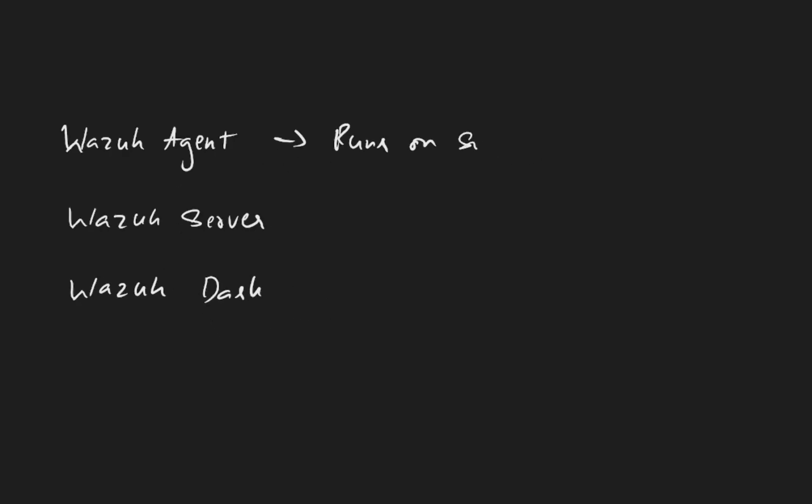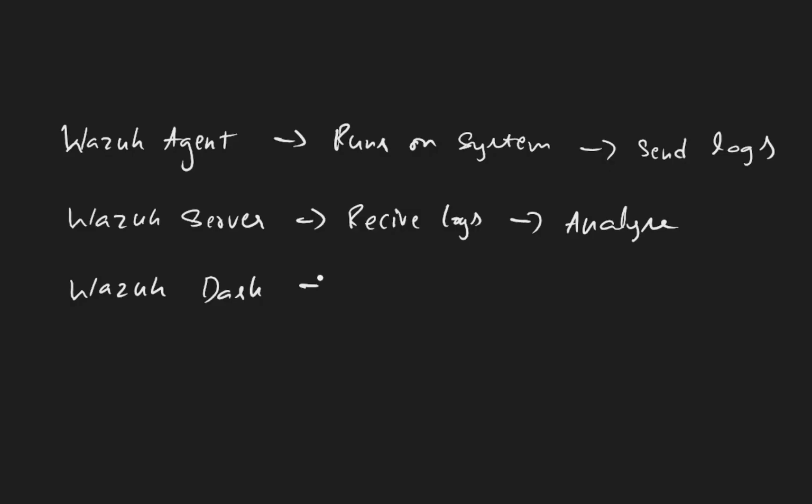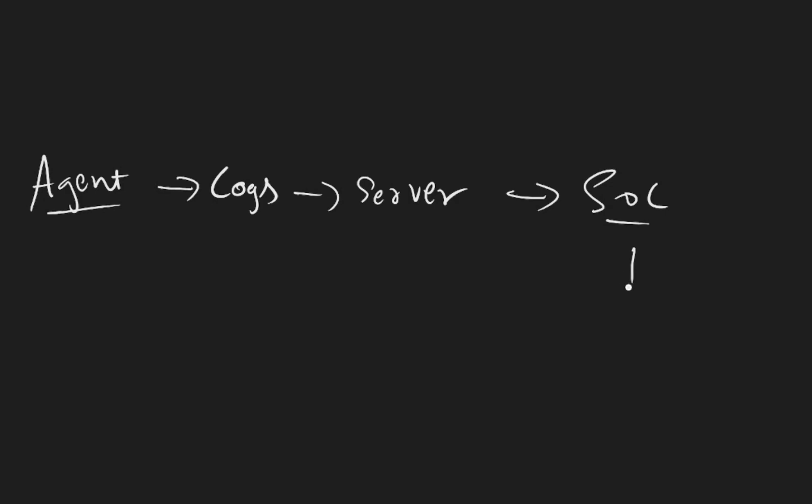There are three main parts: Wazuh Agent, Wazuh Server, and Wazuh Dashboard. Wazuh Agent, which sends the logs. Wazuh Server receives the logs for analysis. Wazuh Dashboard is a web UI to see everything easily. In real companies, agents run on every system, collecting logs and sending them to the central Wazuh server. This way, the security team can monitor everything from one place.